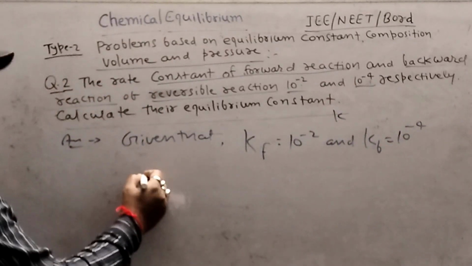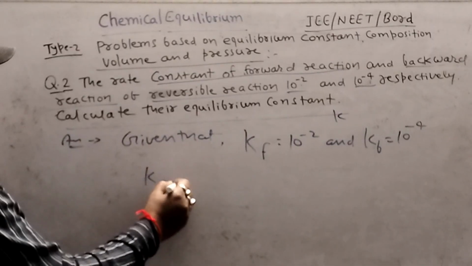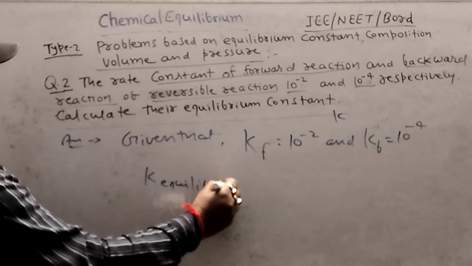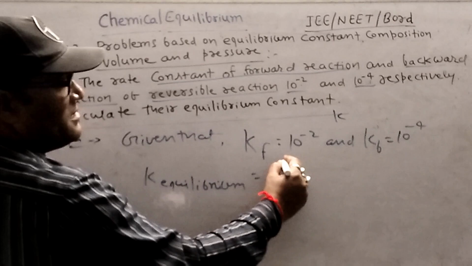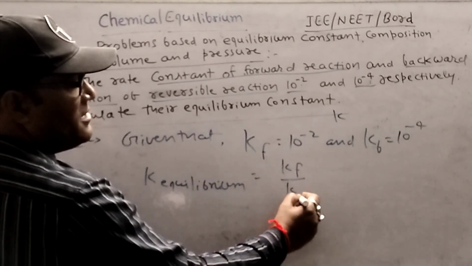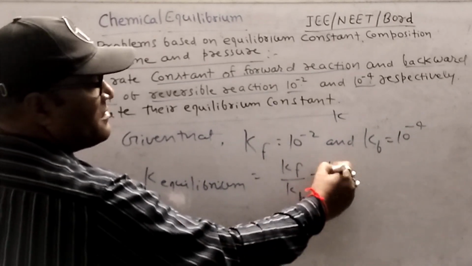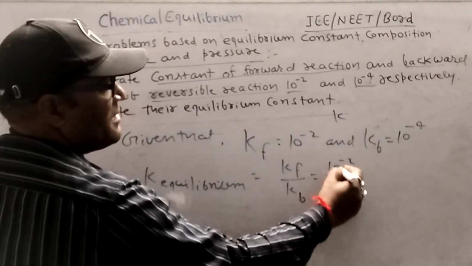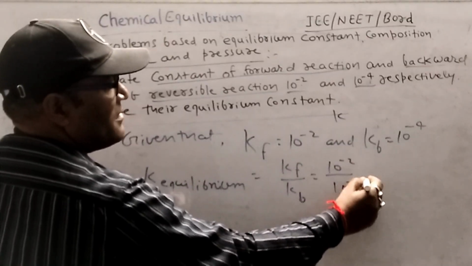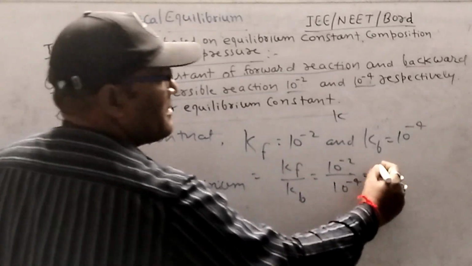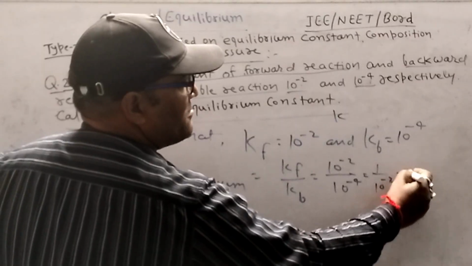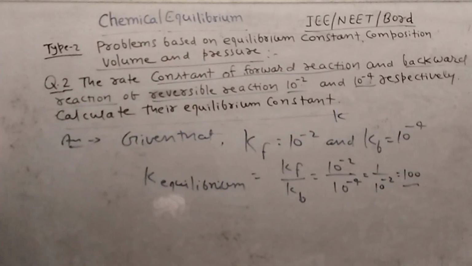Now from formula equilibrium constant K, here equilibrium constant is rate constant of forward by rate constant of backward reaction. Now after calculation we can observe 10 to the power minus 2 divided by 10 to the power minus 4, 10 to the power 2 is equal to 100. So 100 is correct answer. So you can take a screenshot.